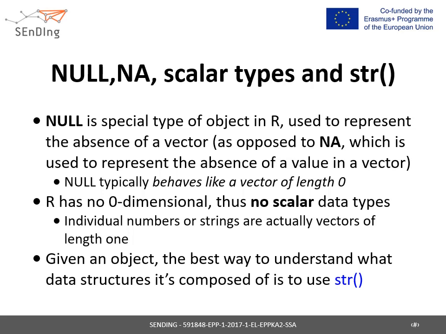Note that R has no zero-dimensional, thus no scalar data types. Individual numbers or strings, which you might think would be scalars, are actually vectors of length 1. Given an object, the best way to understand what data structures it's composed of is to use the str function. It is short for structure, and it gives a compact, human-readable description of any R data structure.